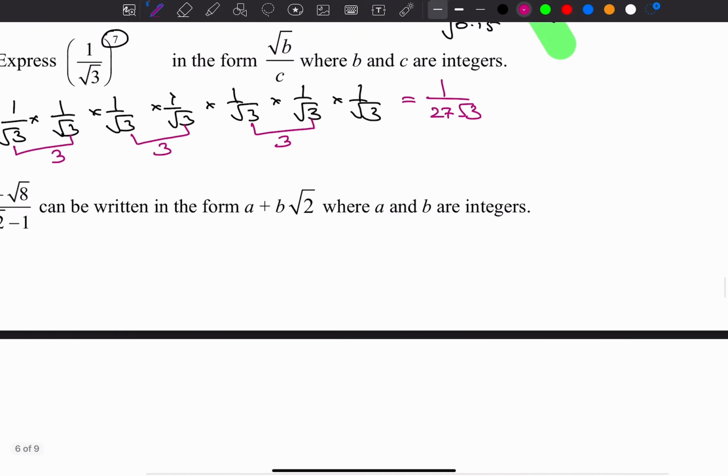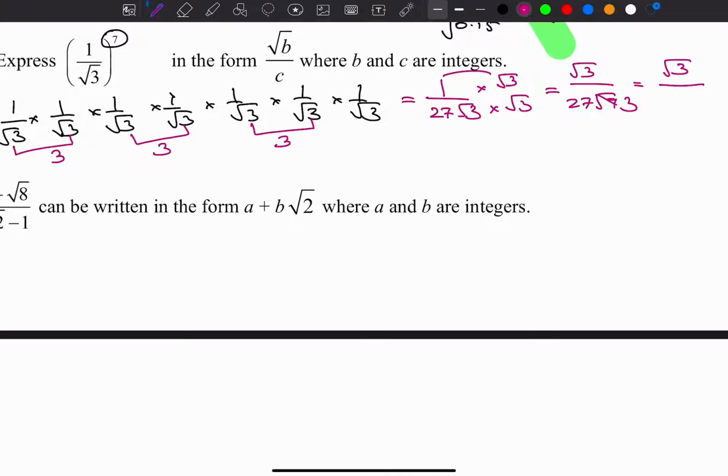No, because it always needs to be rationalized. So times it by, what is the square root here? Square root of 3. Multiply root 3 over 27. Root 3 times root 3 is root 9, which is 3. That will give you root 3 over, so 27 times 3 is 81, and that's the answer.